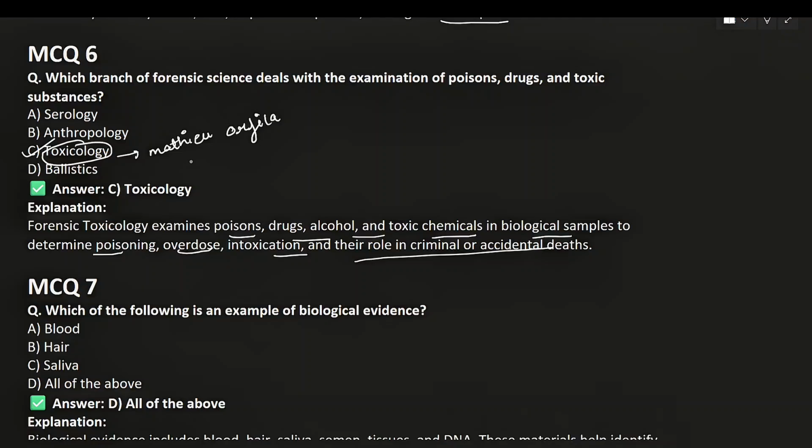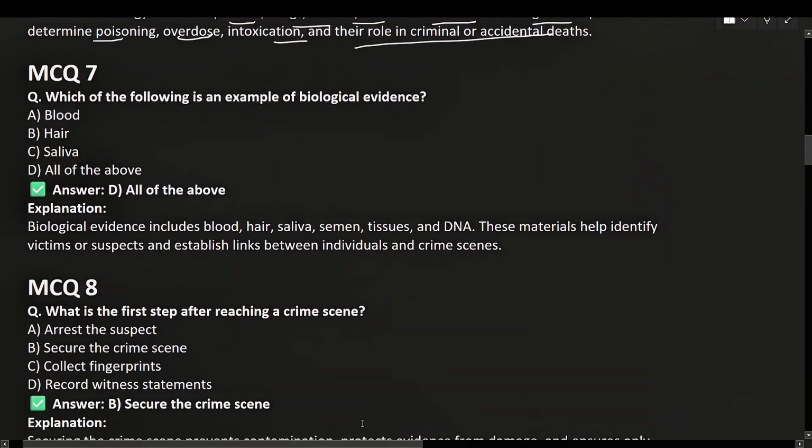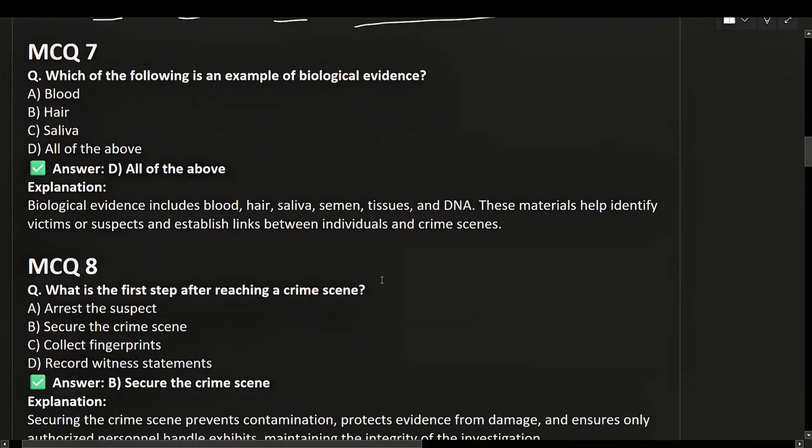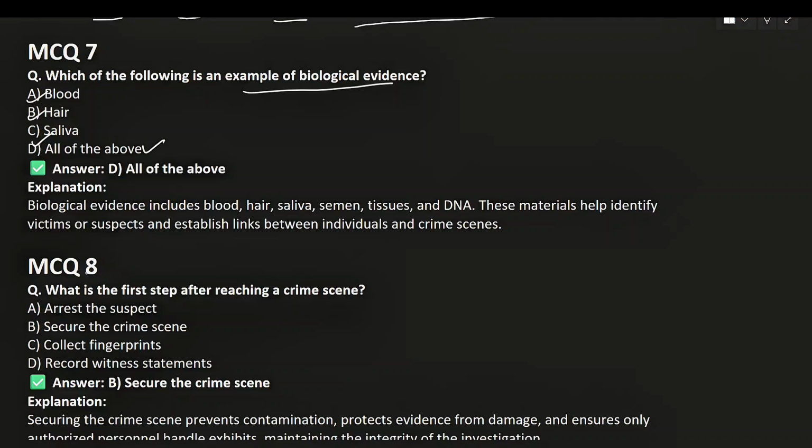Let's move to the next question, MCQ number 7. Which of the following is an example of biological evidence? First is blood, second hair, third saliva. So all three are examples of biological evidence. All of the above are examples of biological evidence.